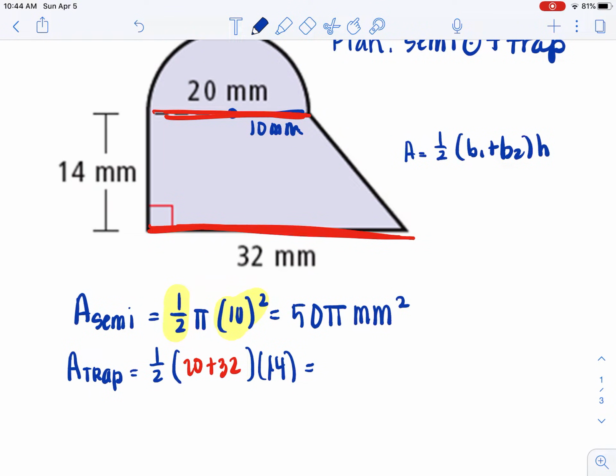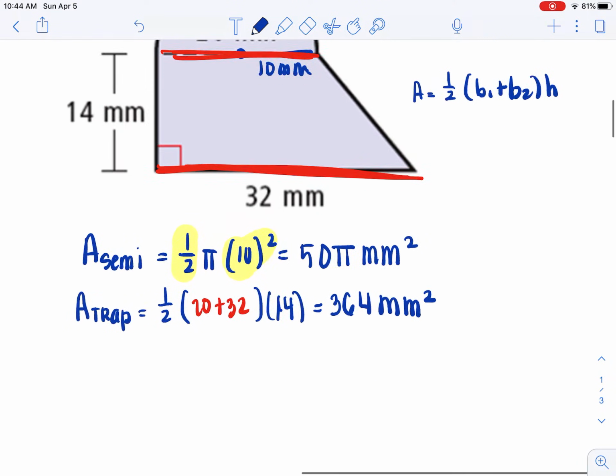Okay, so you can either do mental math of this or you can use your calculator. If you're using your calculator, I would use 0.5 for the 1/2, parentheses, 20 plus 32, close it, times 14. So if you do that correctly, you should have 364 millimeters squared.